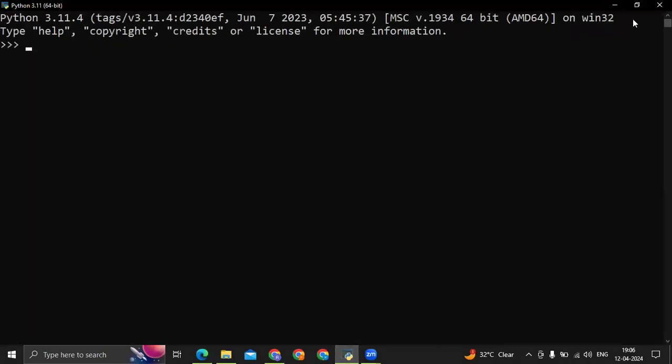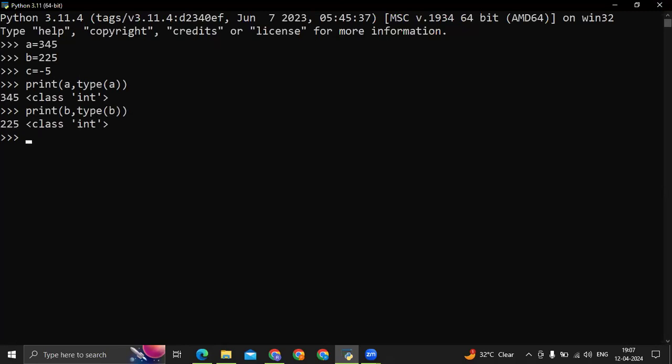Let's take one example to understand, as a quick recap. A is equal to 10, B is equal to 225, and C is equal to minus 5. Now print A, and print the type of A. Print B, and the type of B. Now print C, and the type of C. So this is the integer data type.